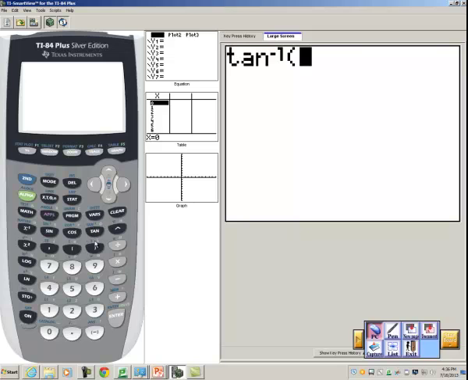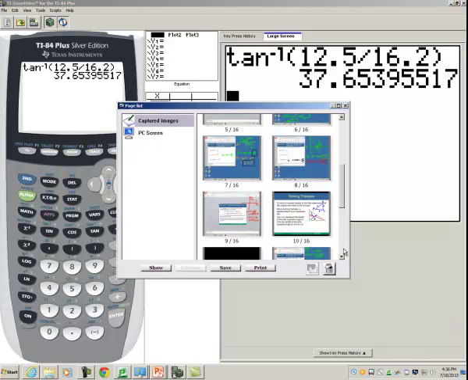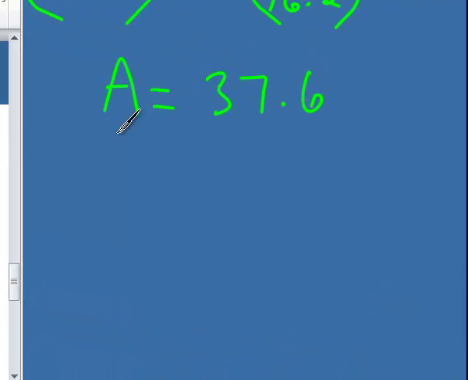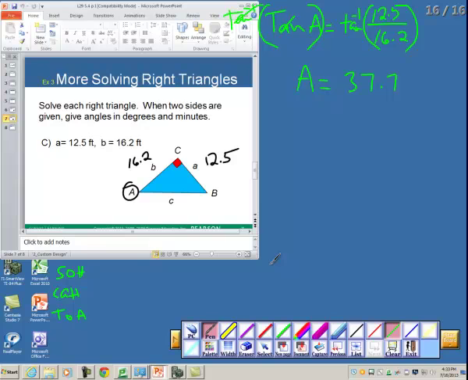Second, inverse tangent, 12.5 divided by 16.2. Okay? And we get 37 point, we'll call it 65. Let's see. It says to give the degrees in minutes, so we'll use 0.7 because that would give us degrees, minutes, and seconds. All right. So from here, that's angle A, 37.7 degrees.